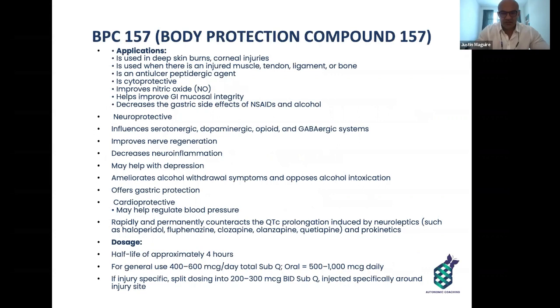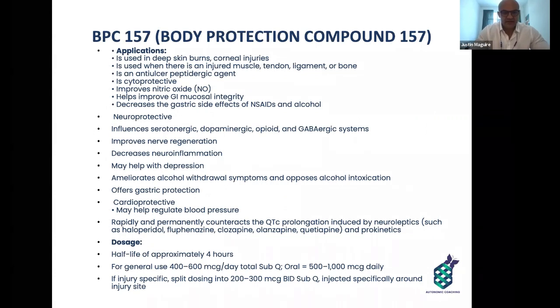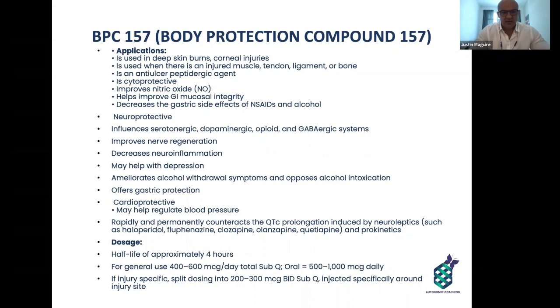BPC 157, body protection compounds, also called Deca, Penta, something or another. BPC 157, we'll call it body protection compound, is produced in the gastromucosa. It is used for a whole multitude of functions, as you can see over here, for everything from an anti-ulcer peptide agent, which is the reason why I really brought it into this seminar. So it really is helpful to aid in the effects that H. pylori, if present in the body, may have on inducing ulceritis. So it also helps with the impact that non-steroidal anti-inflammatory drugs may have on the gastromucosa.